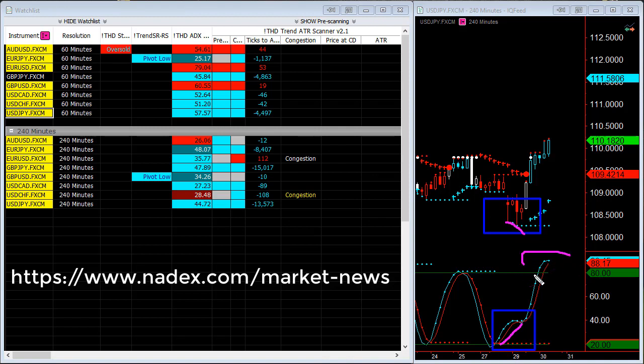Now, will we get a pullback on the USDJPY? More than likely we will. I would anticipate it to come back to test the ATR. Now, this ATR is going to move up, so I think it'll be about here, but I do think we're going to get a test of that ATR. These are all things that I'm watching for the non-farm employment change.